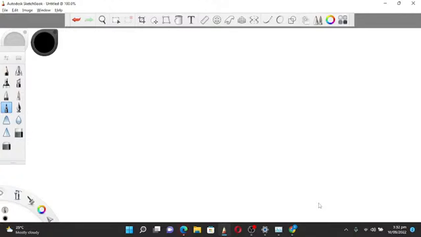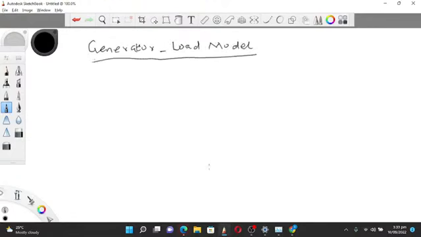Please, let's move on. Okay, so he ended us with assignment 1 in the slides. So we are moving on to generator load model.